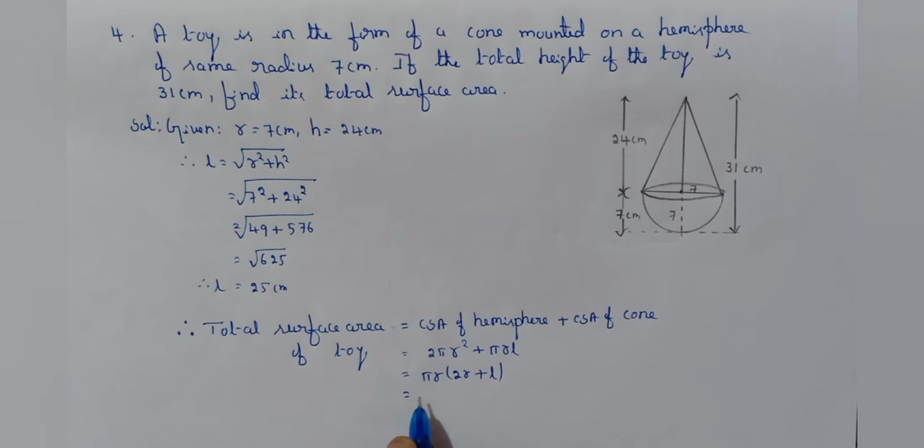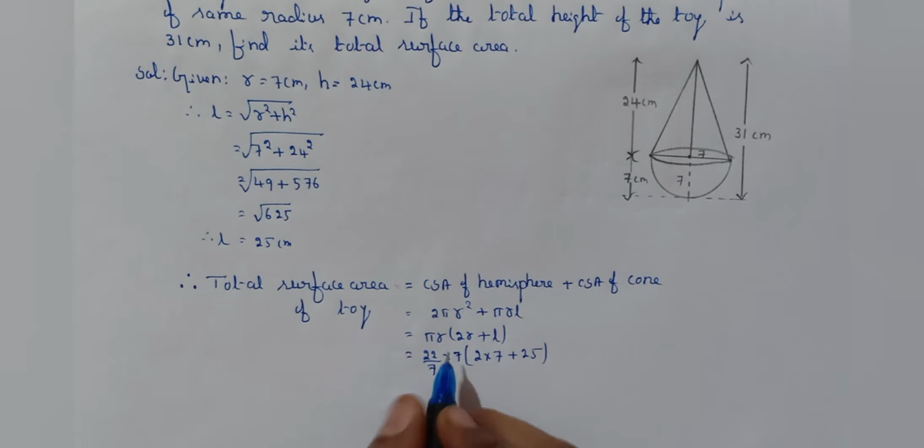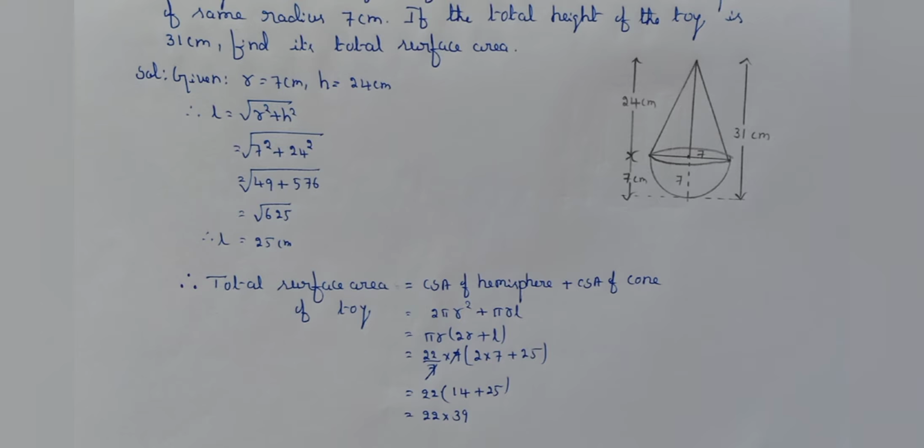Substitute 22 by 7 in place of pi, and the radius is 7 centimeter. 2 into 7, and the slant height is 25. Cancel the 7. 22 into 2 sevens are 14 plus 25. 22 into 14 plus 25 is 39. Multiply 22 into 39, you will get 858 square centimeter. So the total surface area of the toy is 858 square centimeter.